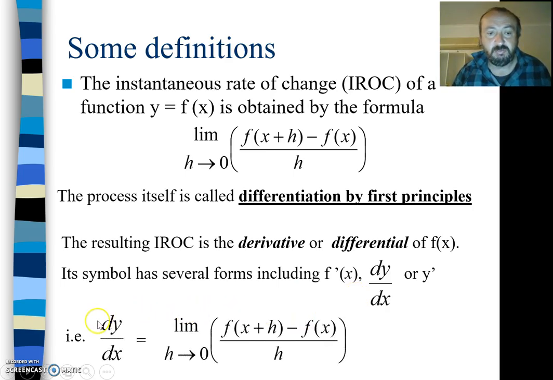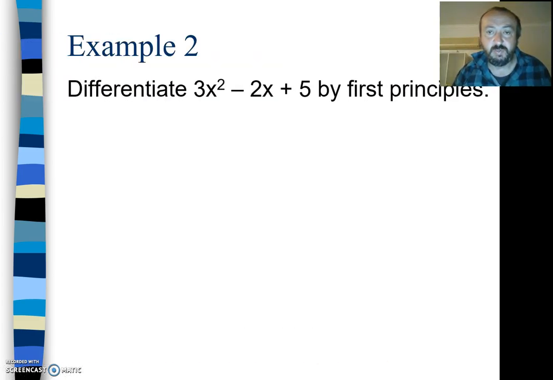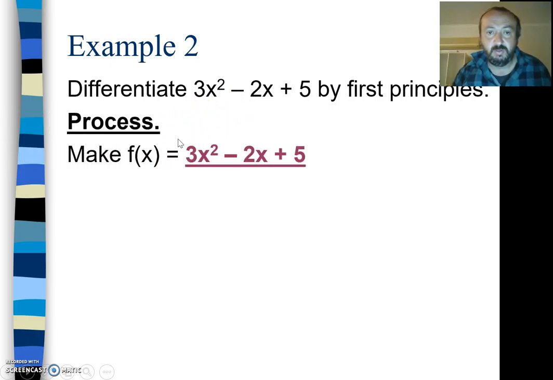Okay, so we can write dy by dx equals the limit as h tends towards 0 of f of x plus h minus f of x over h. And that's just rise over run. Okay, going to just do a couple more examples. We're going to differentiate this entire thing by first principles. So our first principles formula, we're going to have a look at f of x equals that.